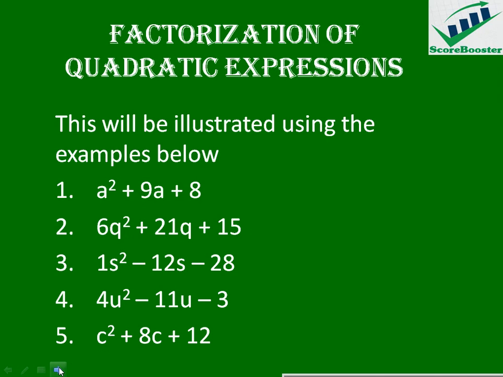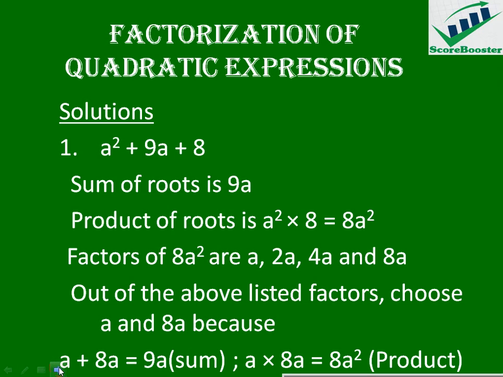So now we move to the solution of this example following the steps given. We have a squared plus 9a plus 8. Now we have to find the sum of roots, which is the middle term. The middle term here is 9a. And we have to find the product of roots, which is the second step, the product of the first and last term, which is a squared multiplied by 8. So the product of roots is a squared multiplied by 8, which equals 8a squared.